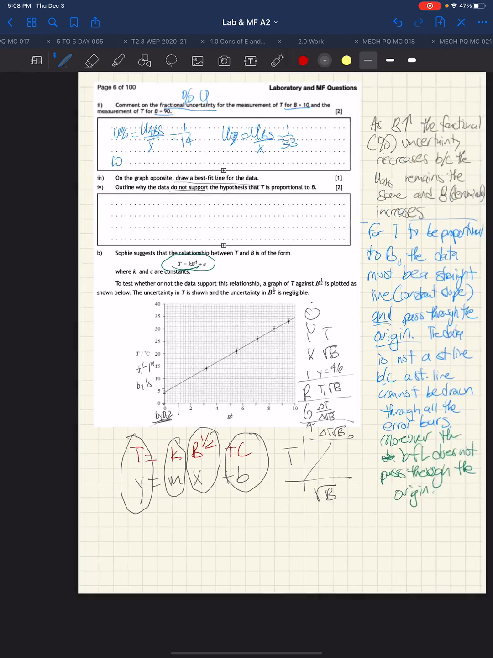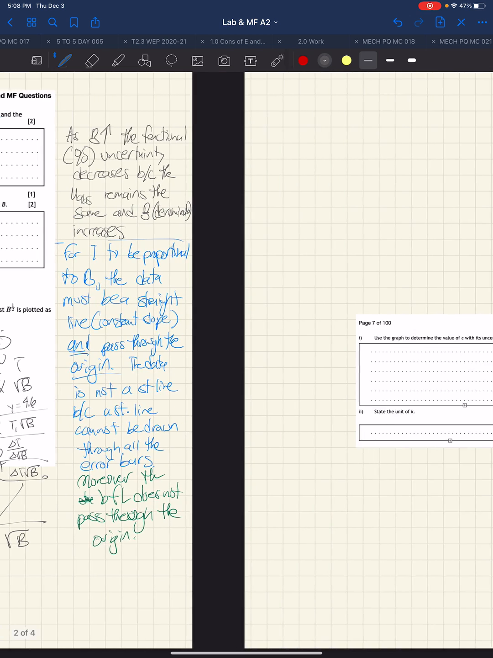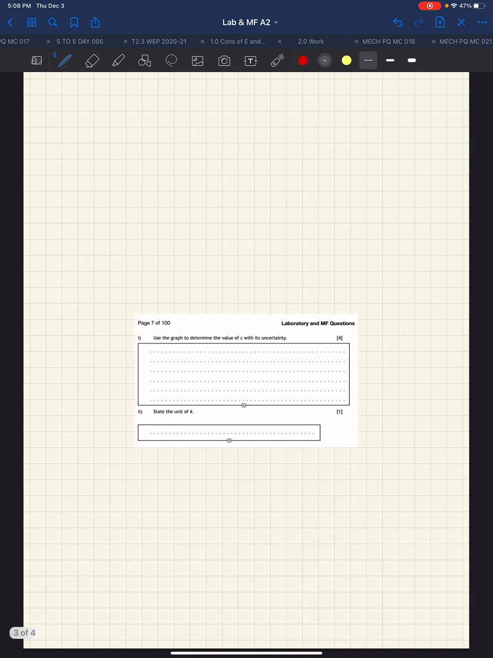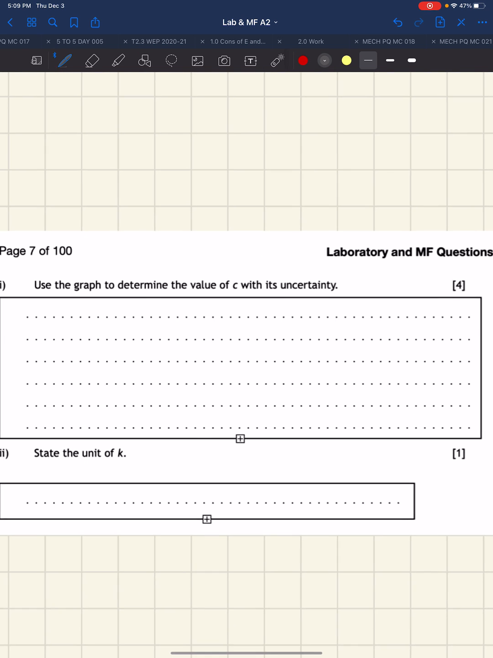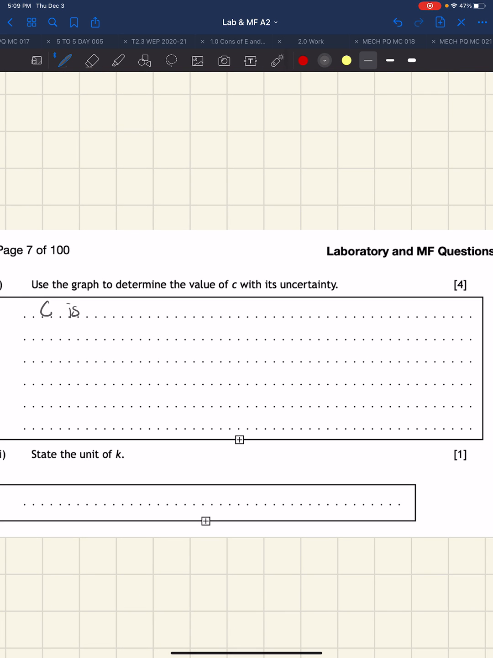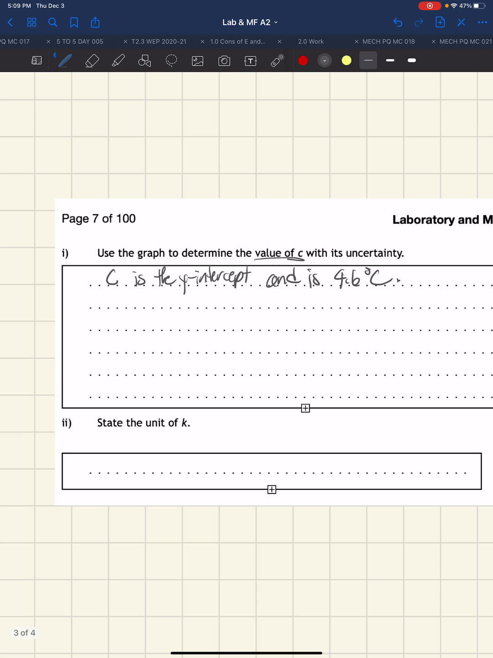Goes by 0.2. So now we're ready to answer some additional questions. Use the graph to determine the value of C with its uncertainty. So we want to say explicitly that C is the y-intercept and is 4.6 degrees Celsius. Now, we've said the value of C, but now we want the uncertainty.